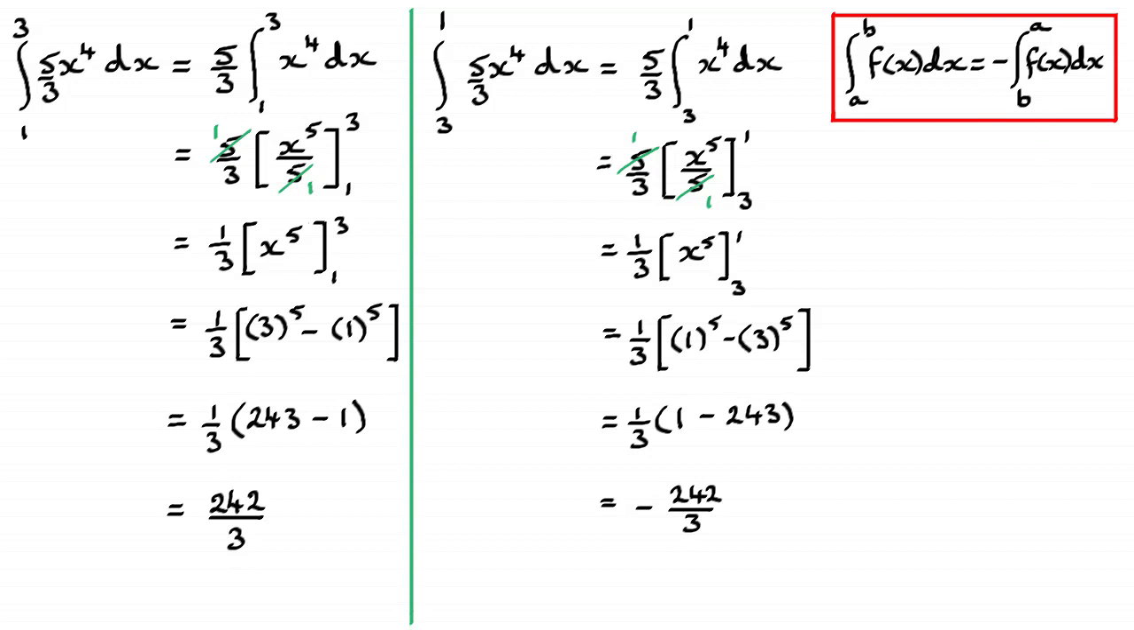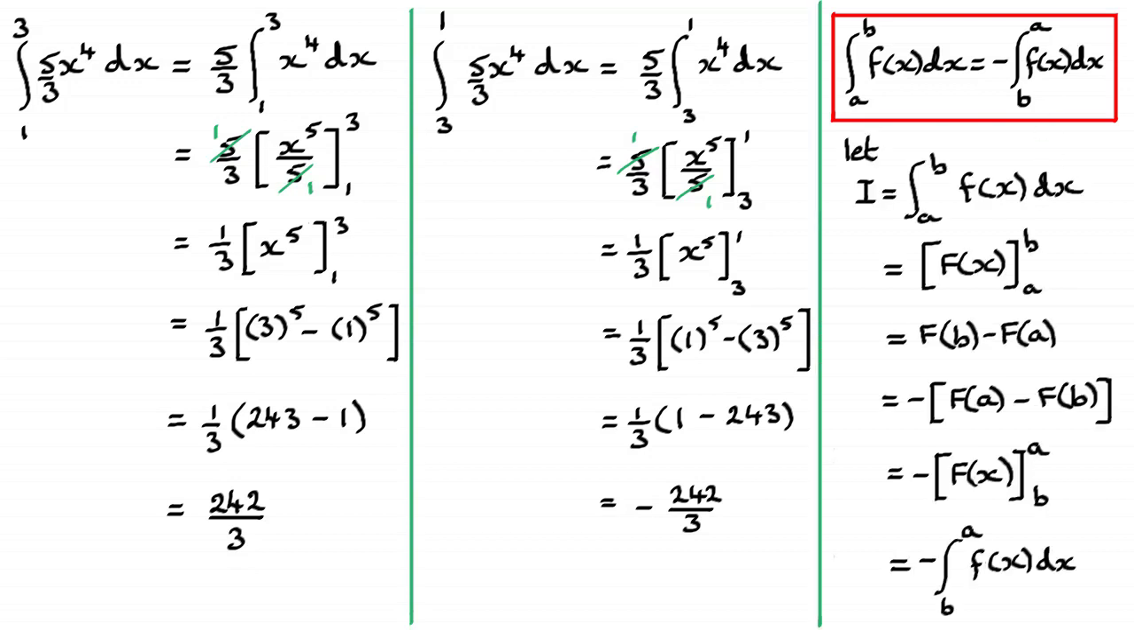Now, if you want a proof of that, it's very simple. If I was to say let I equal this integral, I've only done this purely to save me room, of f of x with respect to x going from a to b, then if we integrate it, we get some function of x between those limits. And we've seen that we substitute b in first and subtract what we get when we substitute a in. So we get f of b minus f of a.